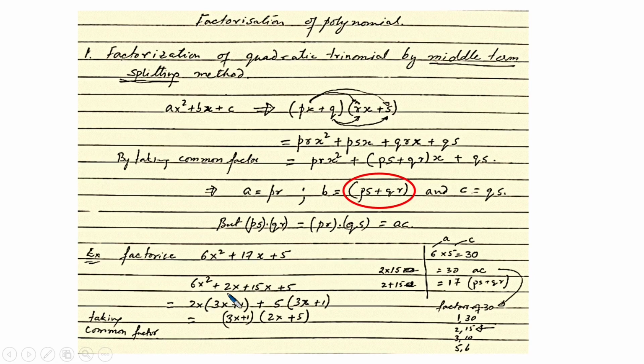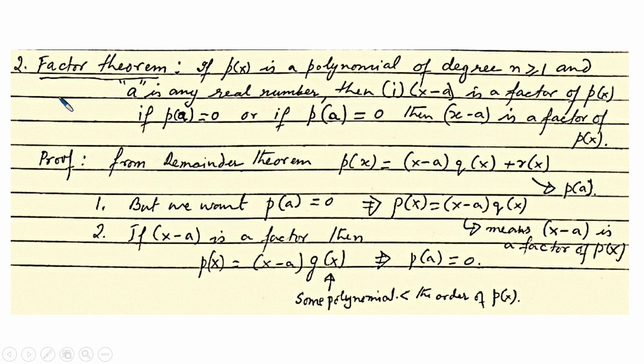Now I take common, 2x is common, and here 5 is common. 5 into 3 is 15x plus 5. So now 3x plus 1 is common, so I take it common, and 2x plus 5. So please go through my class 9 lecture where I have explained this much more slowly and in a much simpler way. Okay, now factor theorem.